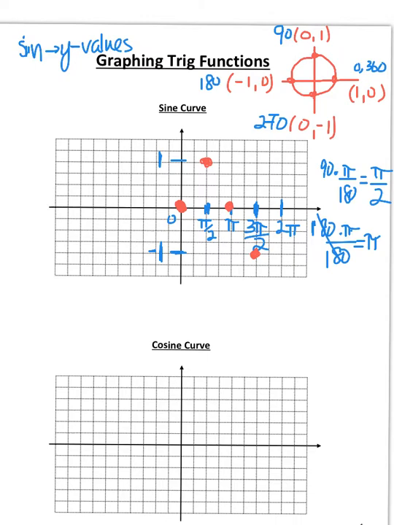Okay, last one. We're going to go to 2 pi, which is 360, right? 2 pi is over here. Its y value is 0. So the sine of 360 is 0. So I'm going to plot 0.